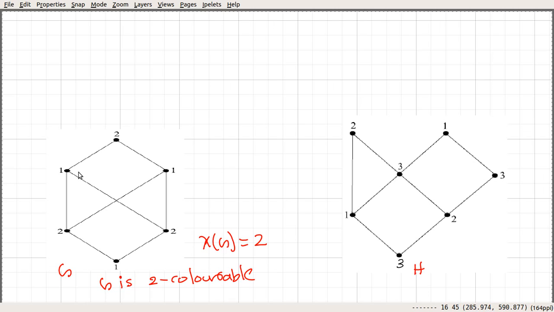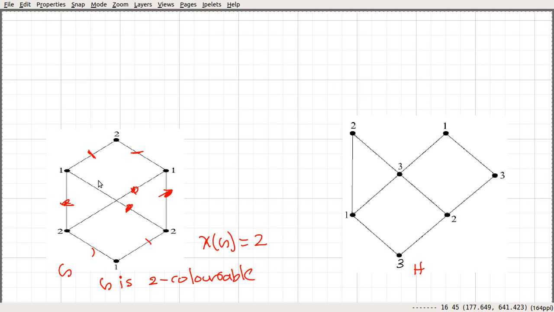If you look closely at this graph, we can see that it has only even cycles. One cycle is this one: 1, 2, 3, 4. Another cycle is this and this, again a cycle of length 4, which is even. And the outer cycle, 1, 2, 3, 4, 5, 6, has length 6, which is even. I think there is one more cycle, this one, this one, and that.